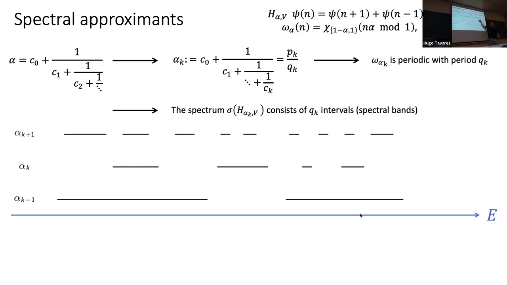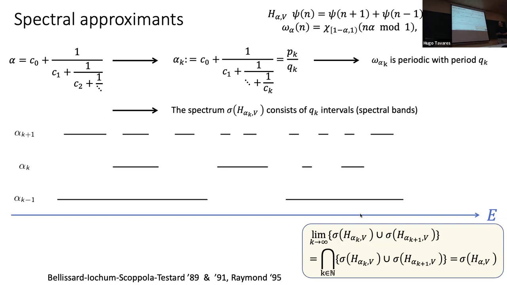Now, if you look on these spectral bands long enough, you can observe... so before looking on them long enough, something that I will just tell you, maybe you believe me without looking on them long enough, is that we have this limit process: if you take the spectra of two adjacent levels, the kth level and the k plus one level, you take the union of these spectra, and you take a limit as k goes to infinity.